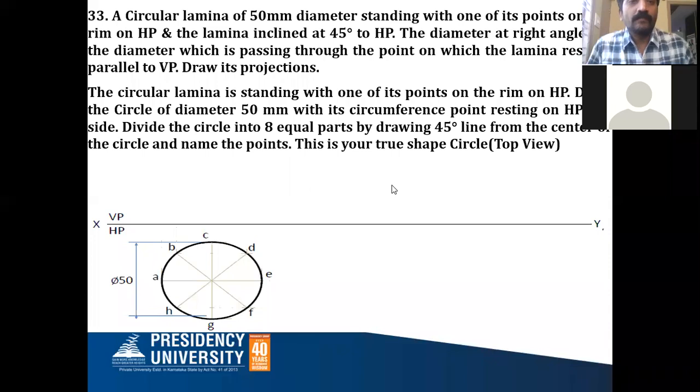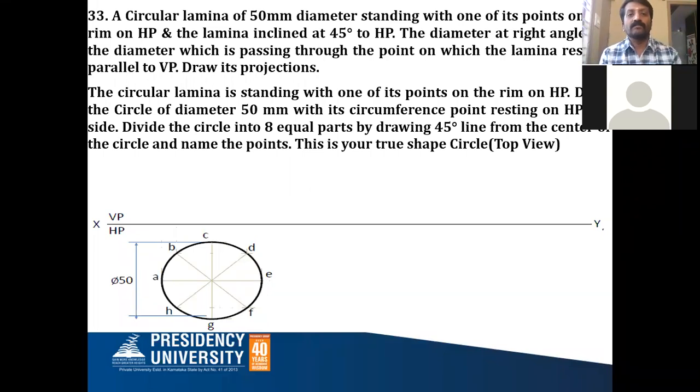Okay, good morning once again. So, in continuation with yesterday's exercises on circular lamina, today two more examples we will discuss. So, exercise number 33, let me read it.